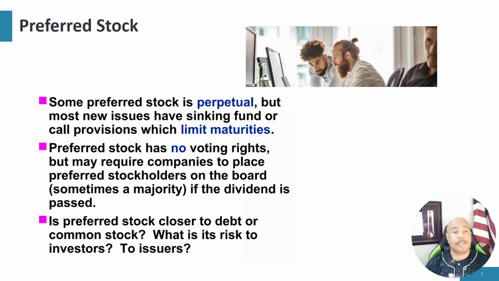Some preferred stock is perpetual, but most new issues have sinking funds or call provisions which limit maturities. Preferred stock has no voting rights. We know that from previous conversations, but it may require companies to place preferred stockholders on the board, sometimes a majority, if the dividend is passed, which means they haven't been able to stand up for their end of the contract and give you the prescribed dividends, some yield on your investment.